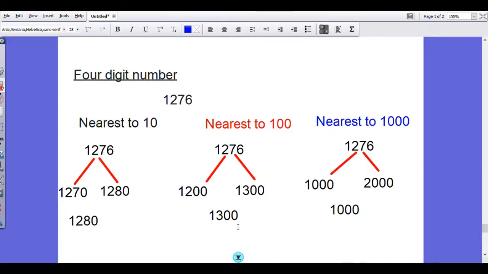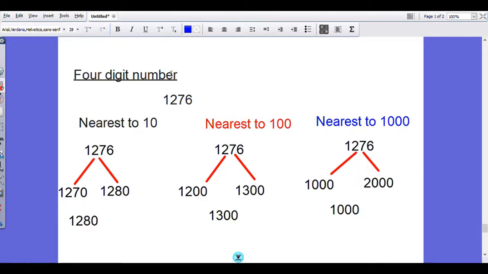That means 1300. And if you want to round the number to the nearest 1000, then 1276 is in between 1000 and 2000. Yes student, it is much closer to 1000. So the nearest 1000 is 1000. Up to 1500 and below it is 1000, and above this it is 2000.